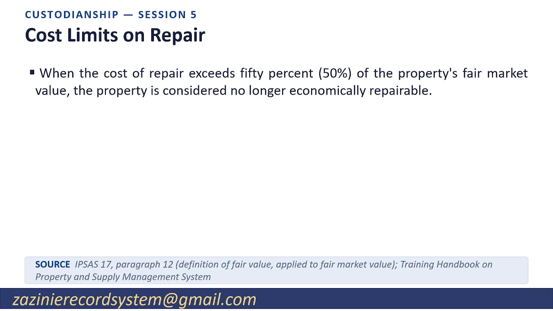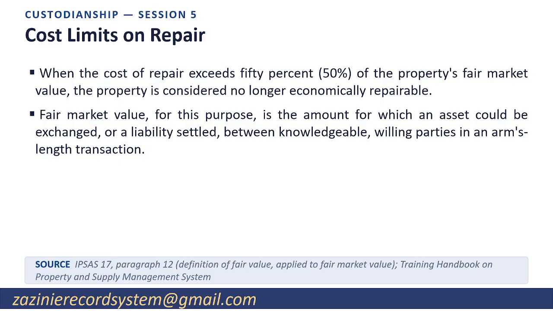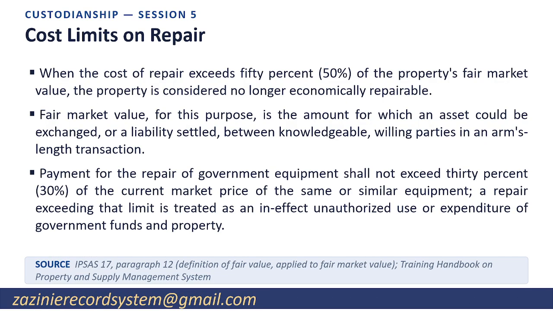When the cost of repair exceeds 50% of the property's fair market value, the property is considered no longer economically repairable. Fair market value, for this purpose, is the amount for which an asset could be exchanged or a liability settled between knowledgeable, willing parties in an arm's-length transaction. Payment for the repair of government equipment shall not exceed 30% of the current market price of the same or similar equipment. A repair exceeding that limit is treated as an unauthorized use or expenditure of government funds and property.